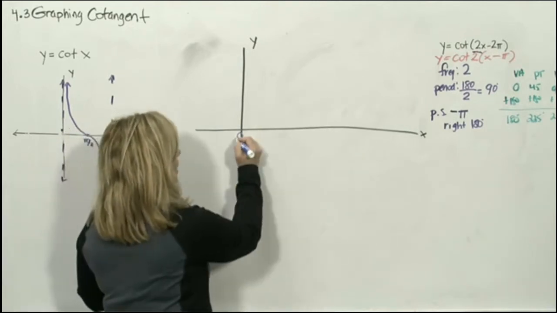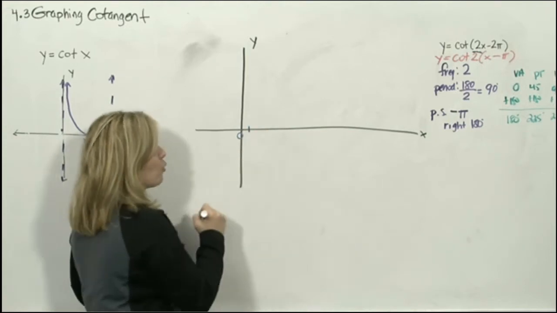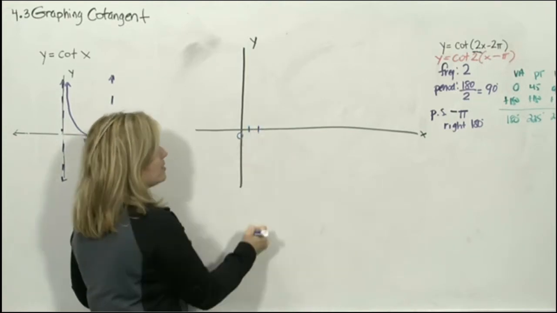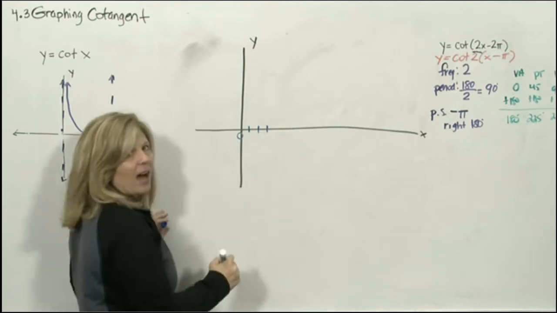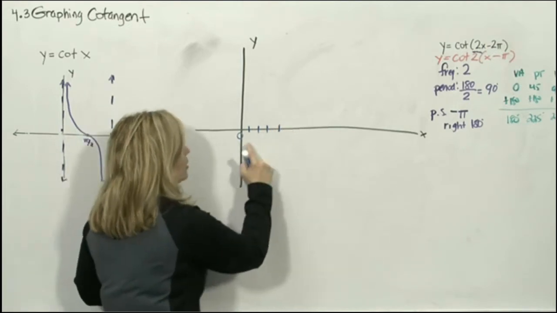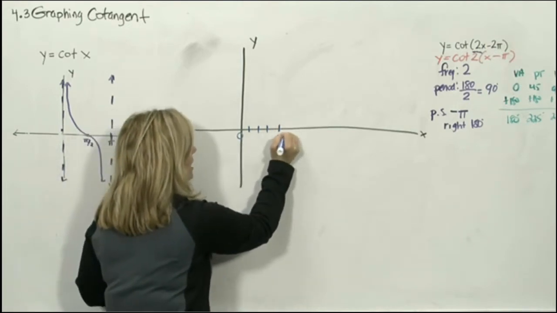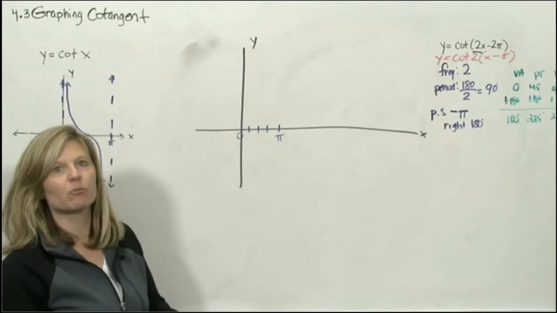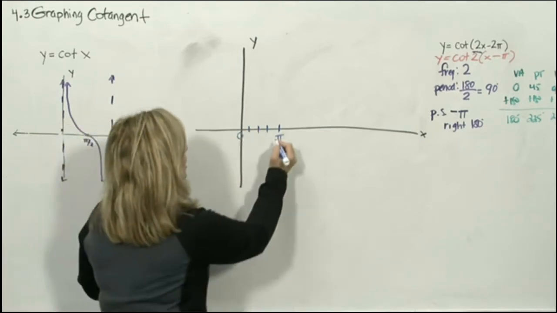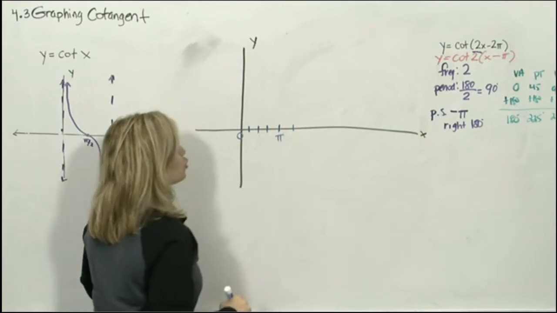So everybody look at me. Here's my graph paper. The first blue line is 45. That would be 90. That would be 135. That would be 180. So this is where my 180 is going. Every blue line is representing 45 degrees. That's 180. This would be 225.